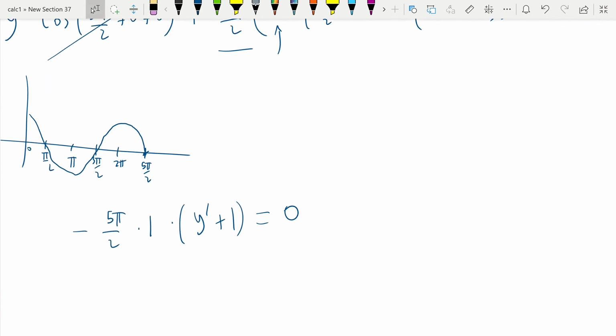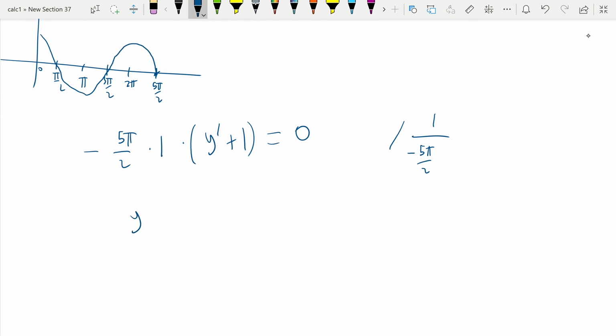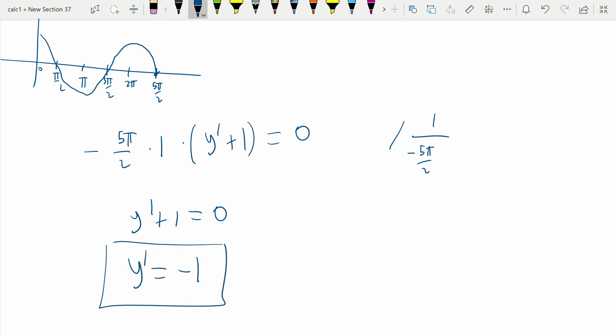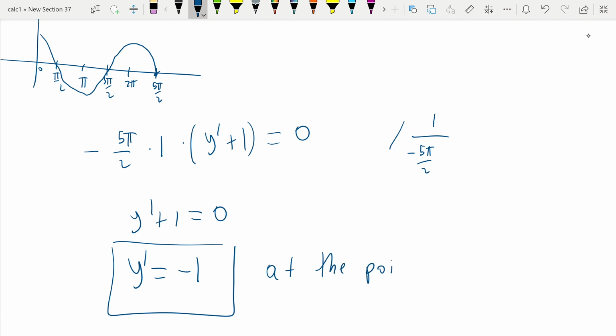Okay, now we can divide both sides by minus 5 pi over 2, to then get that y prime plus 1 is equal to 0 at the point P. So this implies then that y prime is equal to minus 1 at point P.